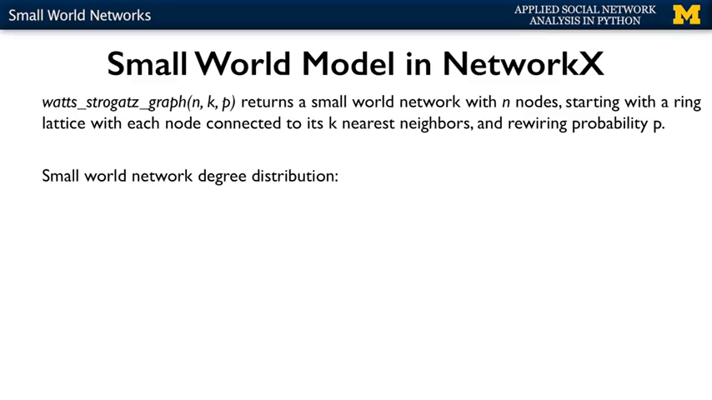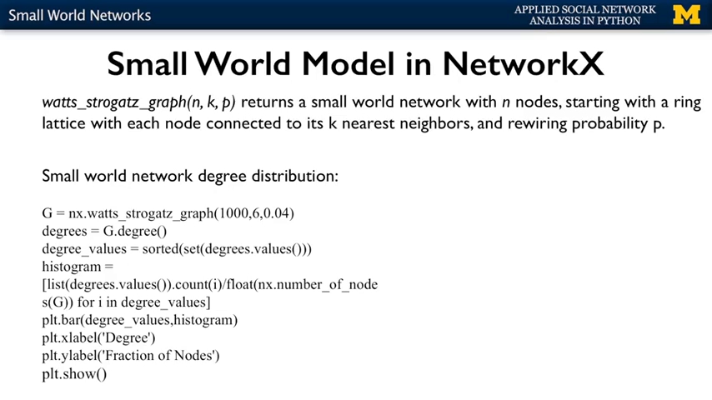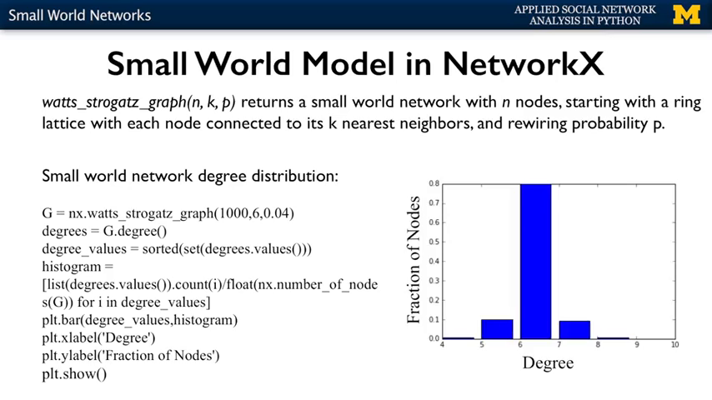Now let's wonder about the degree distribution of the small world network. What does it look like? Well, let's use the same code that we used before to visualize the degree distributions of a network, this time using a small world network with 1,000 nodes, k equals 6, and p equals 0.04. And what we see is that it looks like this. So most nodes have degree 6. A few of them have 5 and 7, and maybe a very small number of them have degree 4 and 8, and that's about it.